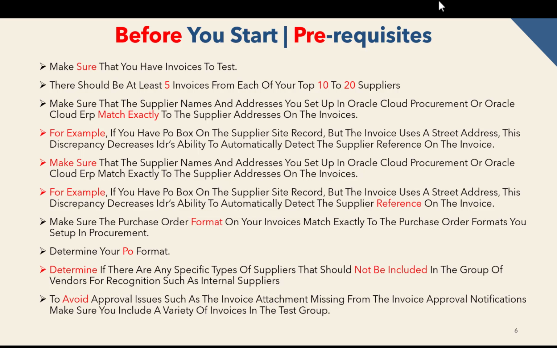To avoid approval issues such as the invoice attachment missing from invoice approval notifications, make sure to include a variety of invoices in the test group. Again, customers or the implementation team must confirm the attachment size of invoices once imported, and support needs to confirm the notification attachment size setup in BPM. Customer or implementation team must increase the attachment size of the email under application performance in the BPM worklist UI. You can also increase the number of attachments there too.